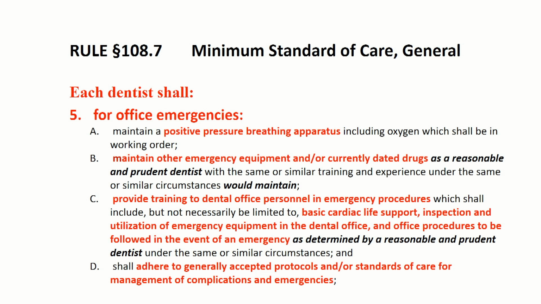The same would apply to subpart 5C in providing training to dental office personnel in emergency procedures. It would be good for you to keep a record of that training of all of your dental office personnel by name, the date that they were trained, and the emergency procedures that they were trained in, including basic cardiac life support, inspection and utilization of the emergency equipment that you have there in the office for subpart 5B, and the office procedures to be followed in the event of an emergency.